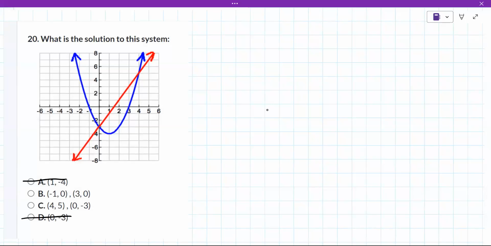Okay, so I think the answer is C. The reason I say that is because, number one, it's 2 different points, and where the points intersect, it's at 4 comma 5, and it's the only one with a 4 in the answer. Good. All right. Last one here, number 19.